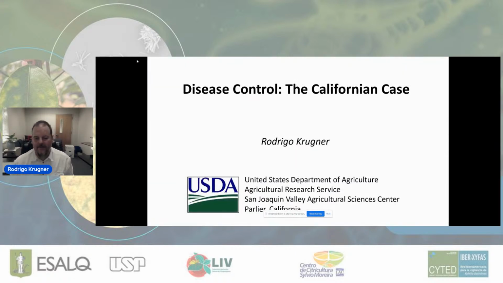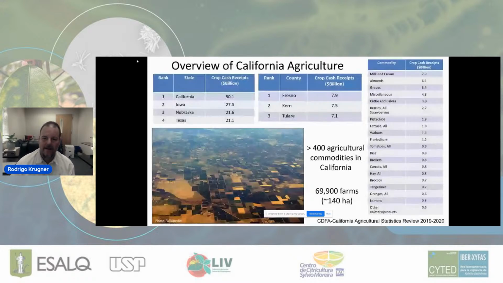Well, thank you very much for the invitation to present here today. So today I'm going to focus on the Californian case of Xylella fastidiosa, and I'm going to focus primarily on Pierce disease of grapevines. We do have several diseases caused by Xylella here in California, but today, because of the time, I'm going to focus only on Pierce disease.